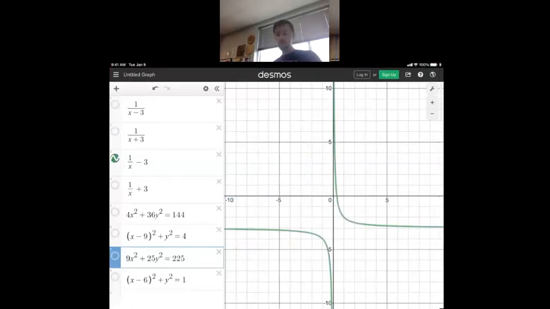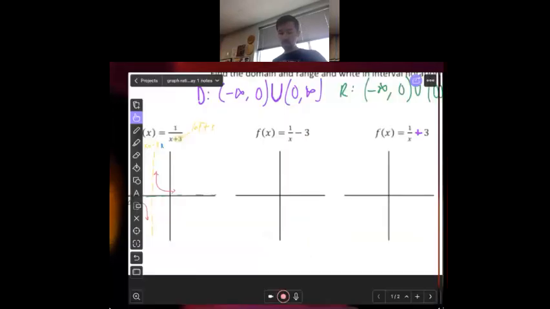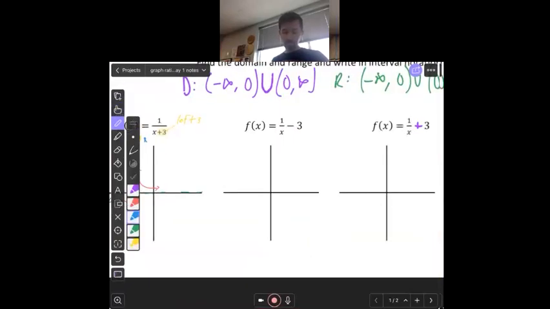So what's changing here from this minus 3 is the horizontal asymptote. So I'm going to take that horizontal asymptote and shift it down 3, to negative 3. My vertical asymptote is going to stay on 0.